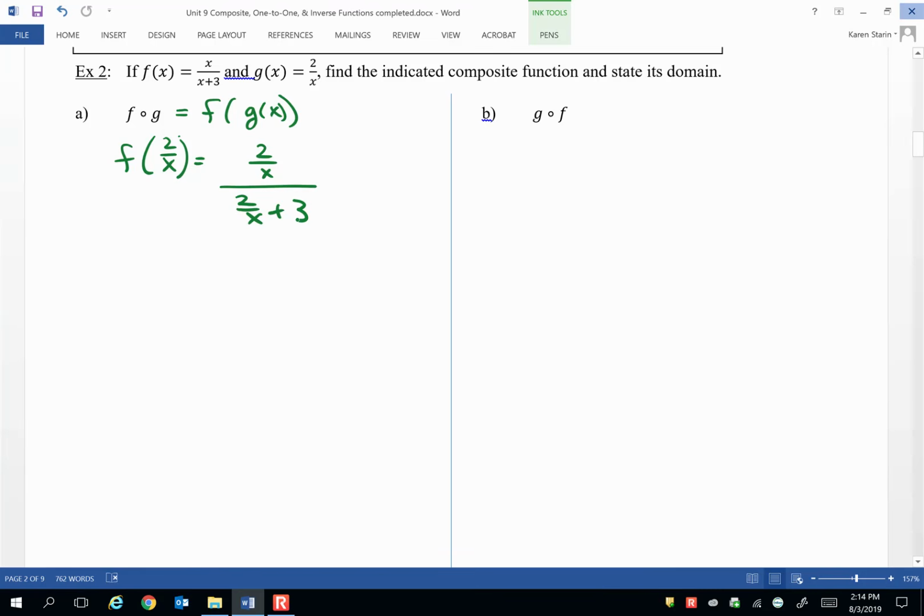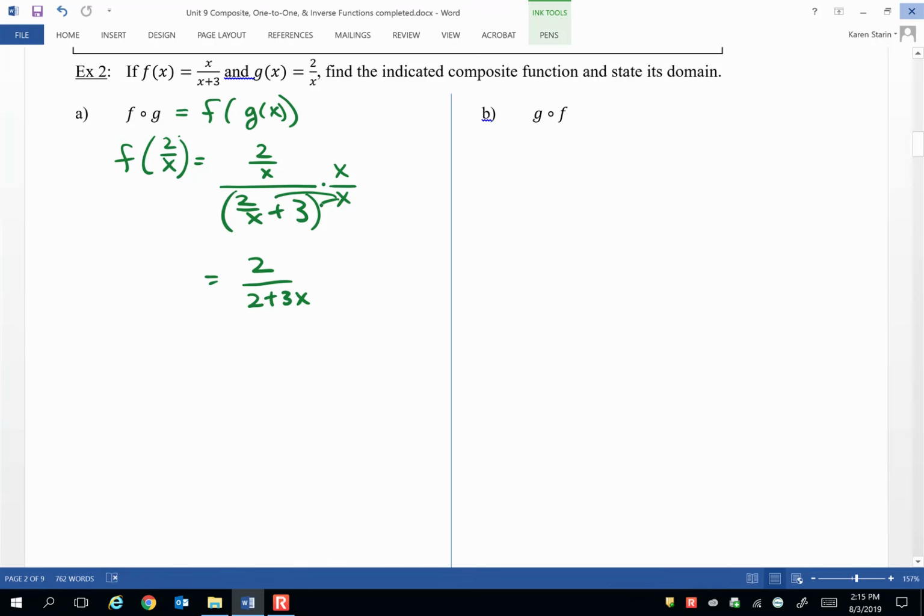So we have a common denominator of x in both the numerator and the denominator of this rational function. So if we multiply by 1 in the form of x over x, this will become 2 divided by 2 plus 3x. Remember, we're just going to distribute the x to both terms in the denominator.